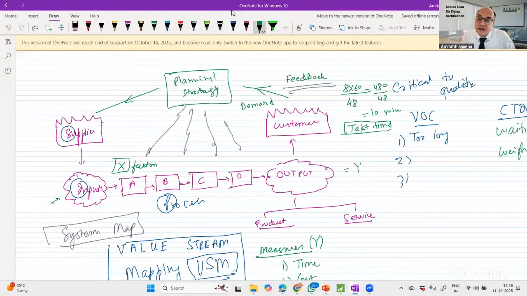Now, just imagine department A completes a job in 10 minutes. B completes a job in 10 minutes. C also completes a job in 10 minutes. Everyone is completing the job in 10 minutes. Please try to understand. I'm keeping the thing simple. Try to understand the logic, then you will understand.